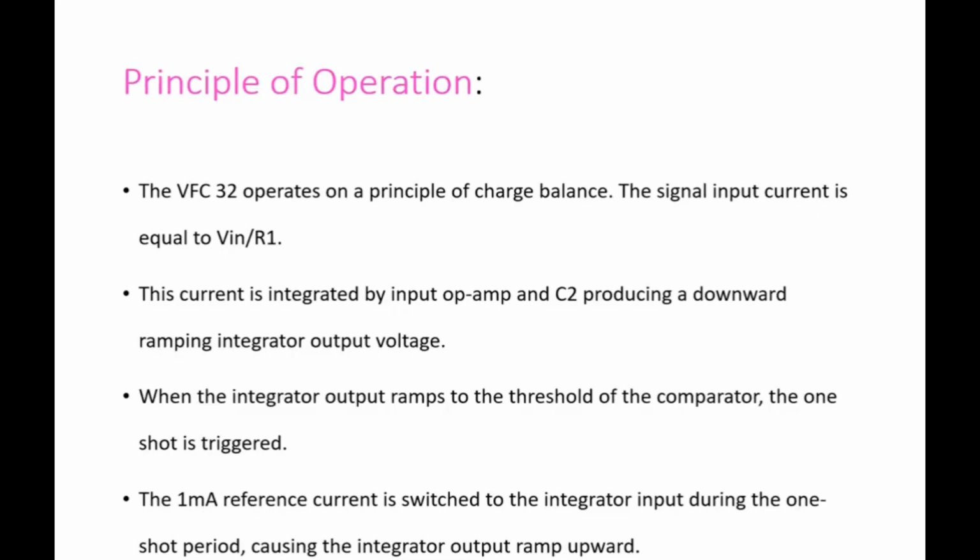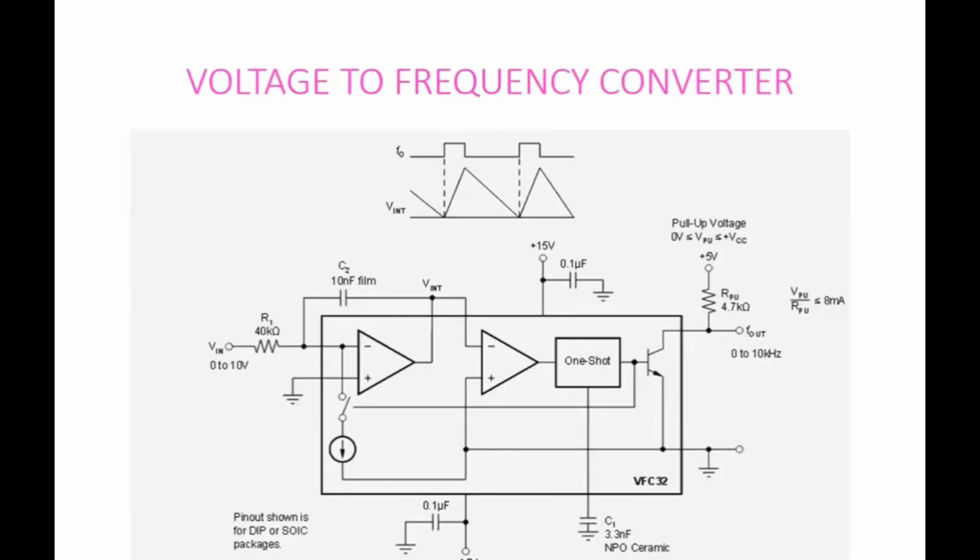Principle of operation. The VFC32 operates on the principle of charge balance. The signal input current is equal to V in by R1. This current is integrated by the input op amp and C2, producing a downward ramping integrator output voltage. When the integrator output ramps to the threshold of the comparator, the one shot is triggered. The 1 milliamp reference current is switched to the integrator input during the one shot period, causing the integrator output to ramp upward. So you can see here.